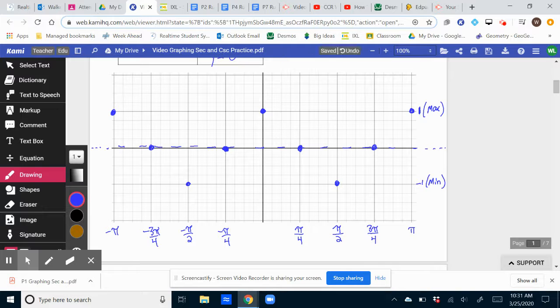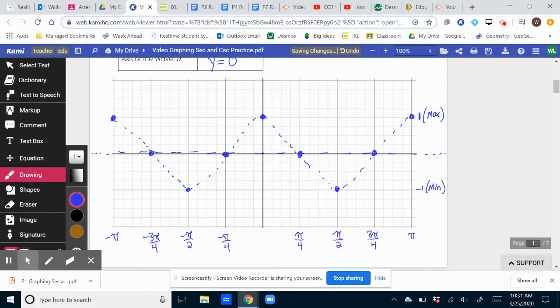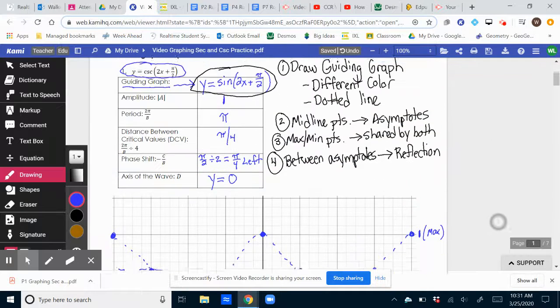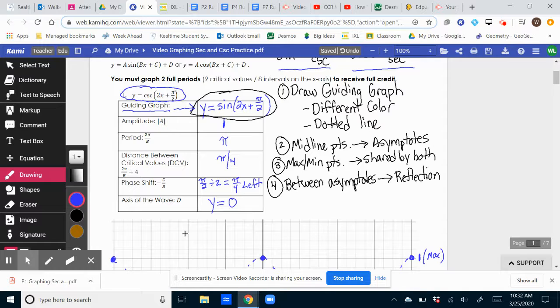All right, and then the last thing is when you connect the dots here, you want to try and make this a dotted line for yourself. Remember that this is not the actual graph. This graph is just helping us to create the cosecant graph. All right, so that is what this picture here is, the guided graph, which is y equals sine of 2x plus pi over 2. So now we've done step 1.